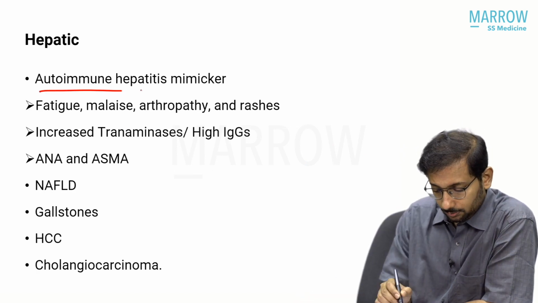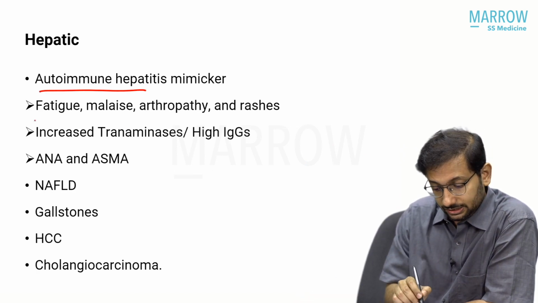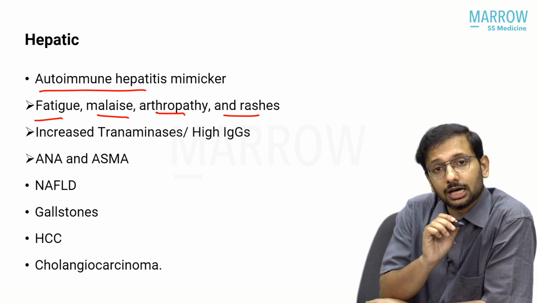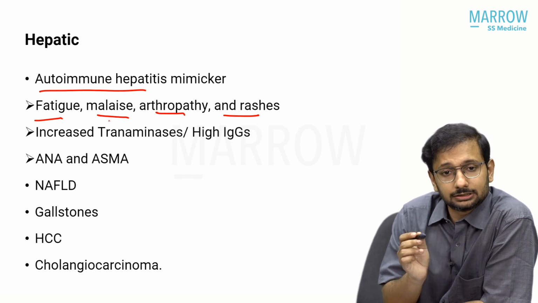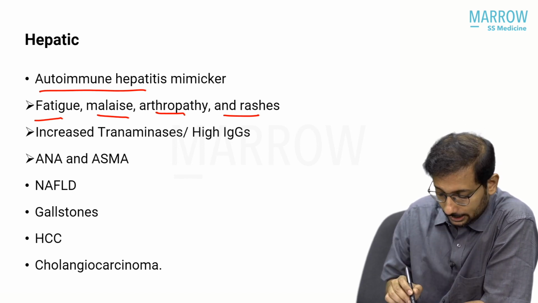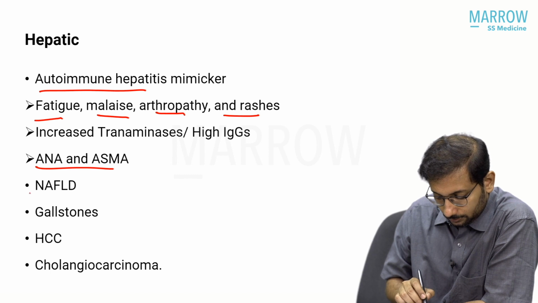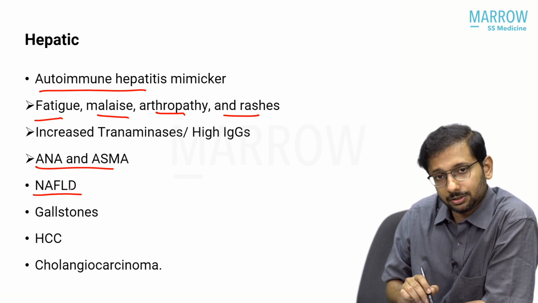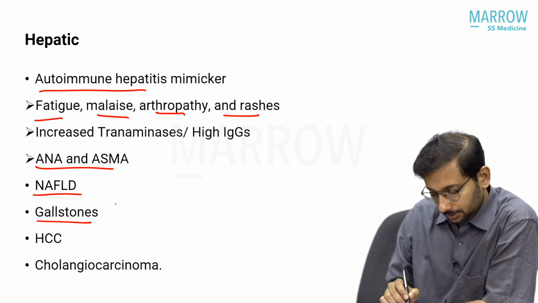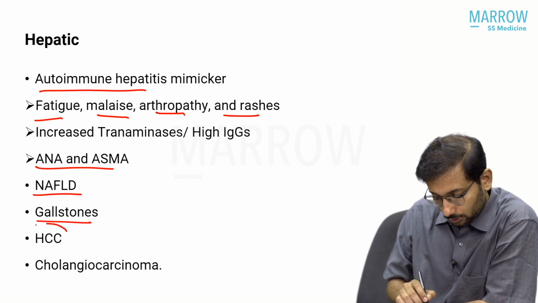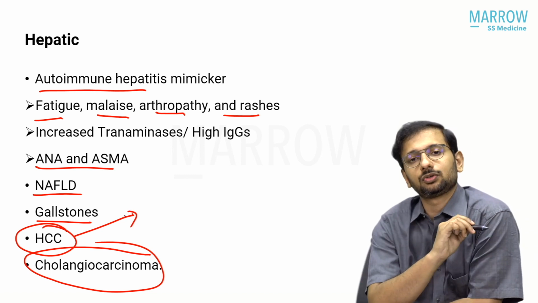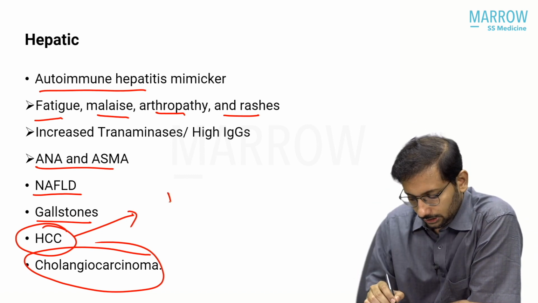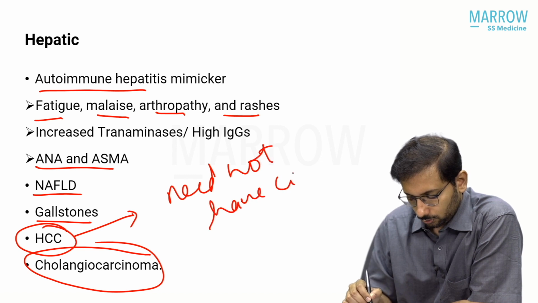So it's an autoimmune hepatitis mimicker. They can present with fatigue, malaise, arthropathy and rashes, which are classical symptoms of autoimmune hepatitis. You can have increased transaminases, high immunoglobulins, ANA and ASMA will be positive. Keep in mind, NAFLD can be a mimicker in Wilson's disease, gallstones and CBD stones and obstructive jaundice can be there, hepatocellular carcinoma and cholangiocarcinoma can be there. The interesting thing is hepatocellular carcinoma in Wilson's disease need not have cirrhosis.